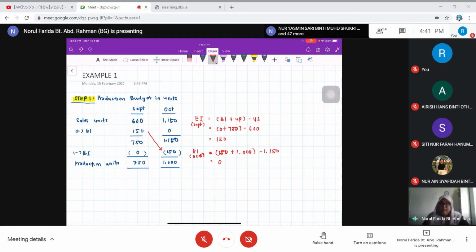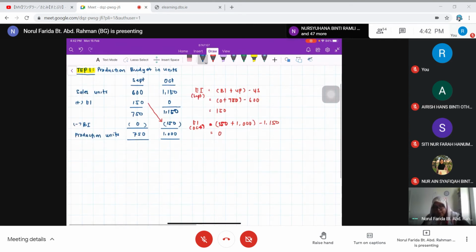Tulisan merah adalah apa yang saya ajar. Yang tulisan biru itu adalah apa yang DBS tunjuk. Okay. So nanti jangan cakap saya tak ajar pula apa yang DBS tunjuk. Alright. So that is step 1, production budget in units. Okay. Step 2 is to calculate cost per unit. Alright. So itu adalah step 2.